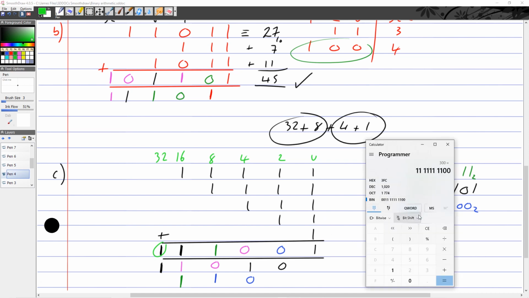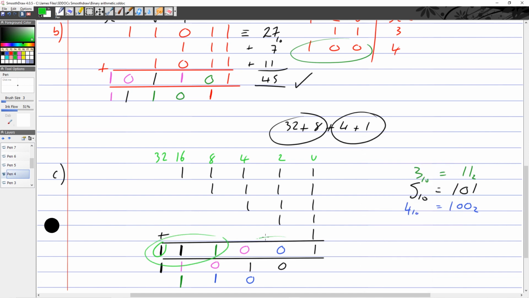So in binary, I will put, we've got 1, 1, 1, 1, 1, so there's 5 of them, 1, 2, 3, 4, 5, added to 4 of them, added to 3 of them, added to 2 of them, added to 1 of them, and the answer is 3 1's, 2 0's and a 1.